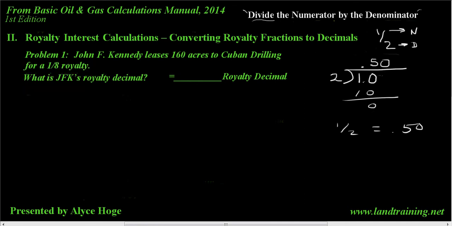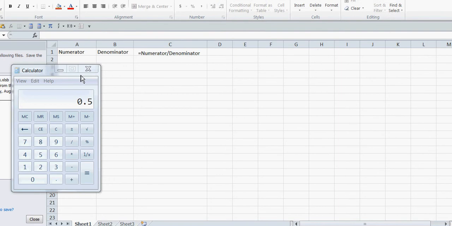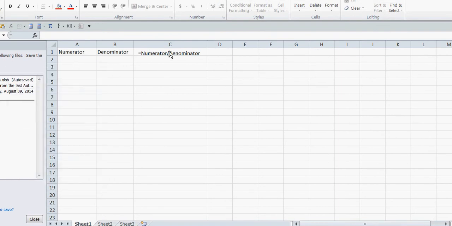But if you deal with an Excel spreadsheet, you can actually see the calculation. Anytime you do a calculation in Excel, it starts with an equal sign. So I'm going to say equal, and I'm going to divide the numerator, which is this cell A3, by the denominator, which is whatever number is in here.